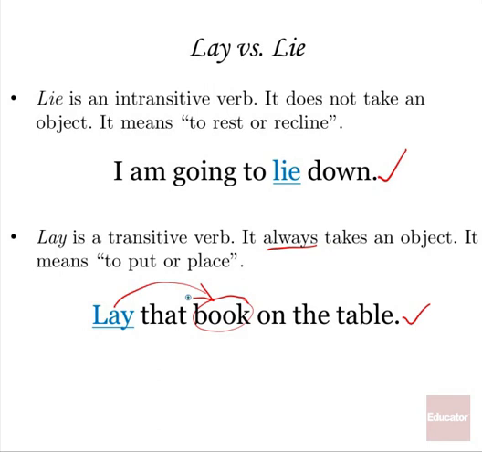Now, 2 handy tricks for keeping these 2 straight. First, the vowel sound in lie is an I. Just remember that if it has an I vowel sound, it is intransitive. Lie, intransitive. Watch for the I's. Lay is a transitive verb. It doesn't have the I, so it's not intransitive.